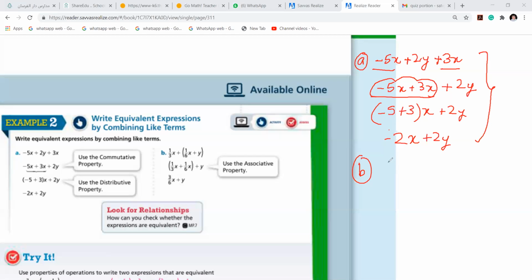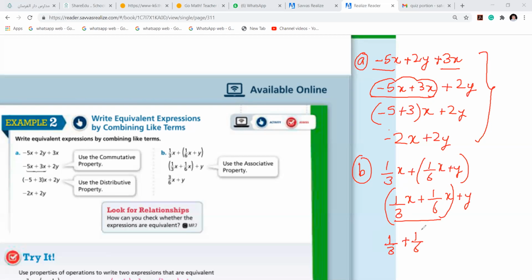Okay. Next. 1 over 3x. Now see, be very careful again. I will open this bracket. See a plus sign here. If there is no plus sign, I need to multiply the bracket. But there is a plus sign here, just copy it. 1 over 3x plus 1 over 6x plus y. You know very well that these two are from the same family. So I'm just copying the numbers. I'll write the x and I'll write y.